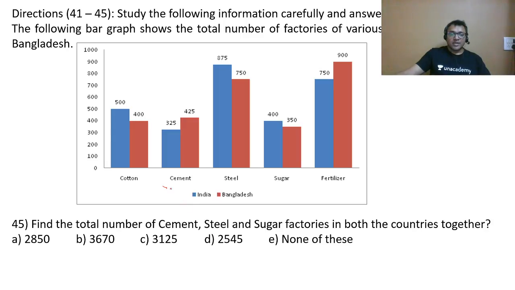Total number of cement, steel, and sugar factories in both countries together. So if you look at, this is 750. This is 15, 16, 25, and this is 750 again. So 1500 plus 1625, 3125, which is C option. Yes.